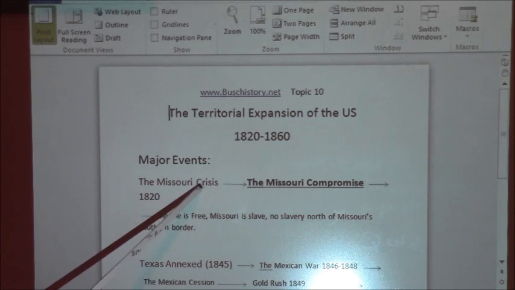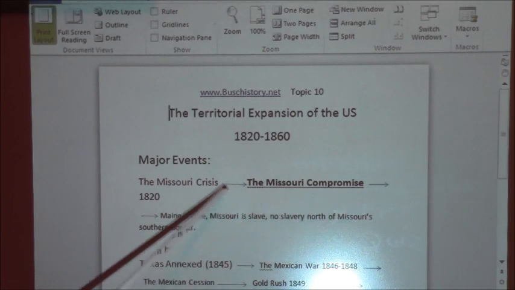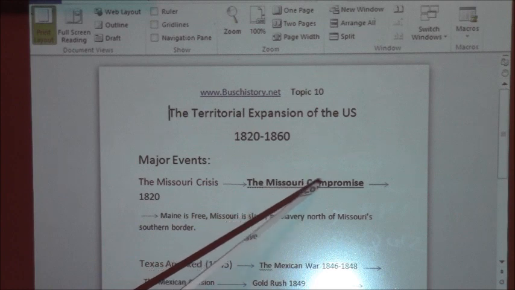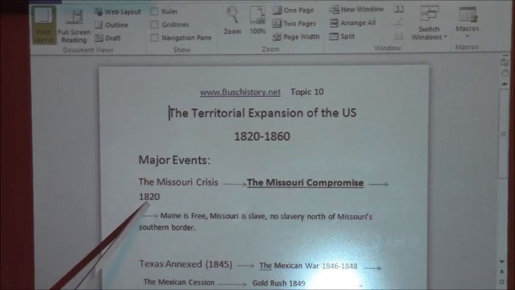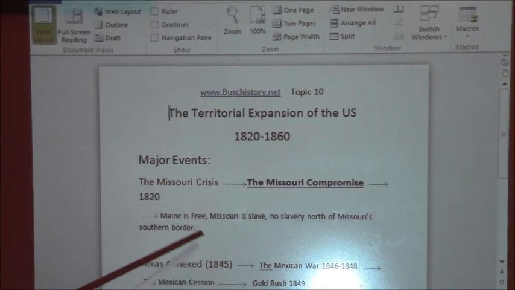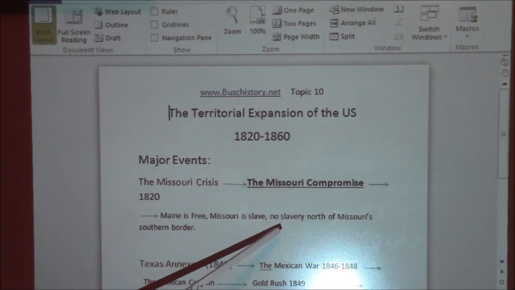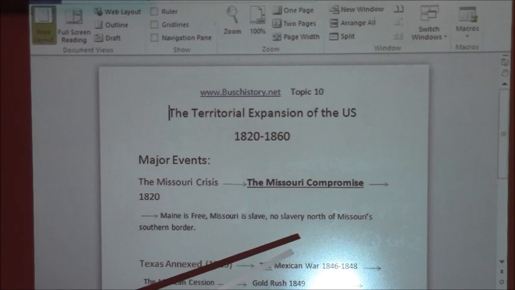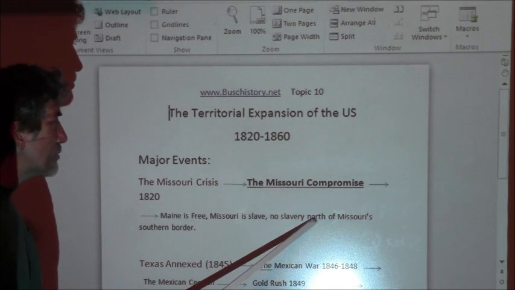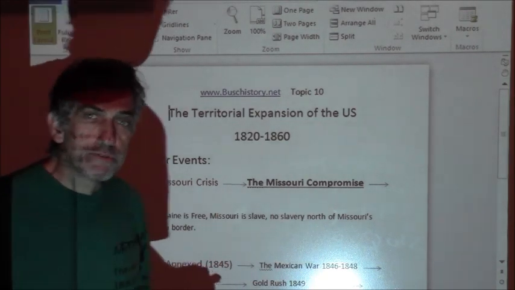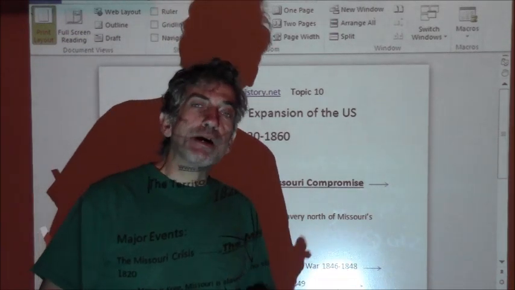The Missouri Crisis is settled with the Missouri Compromise, which occurs in 1820. And the way it's going to work out is Maine will be a free state, Missouri is a slave state. Now here's going to be the linchpin that's going to cause a problem later on. There'll be no slavery north of Missouri's southern border. And that compromise is going to hold.